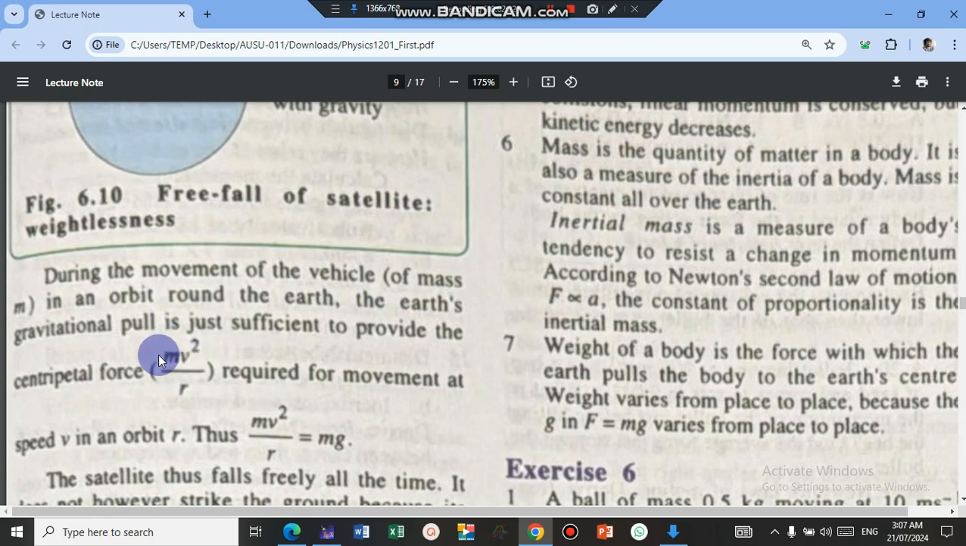And we can say that centripetal force mv square upon r will be equal to the weight mg. So mv²/r is equal to mg, where r is the radius of the orbit. From here we can see that m can cancel m, and we can use this equation to determine the velocity of the satellite in its orbit, or even use it again to get the radius of the orbit.